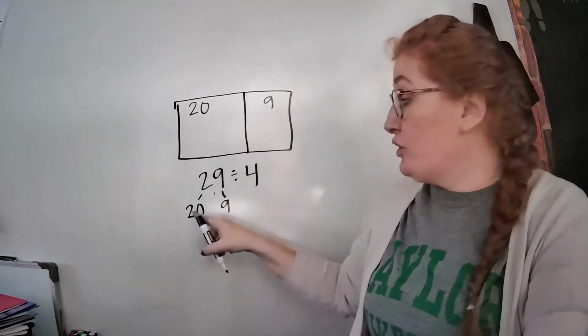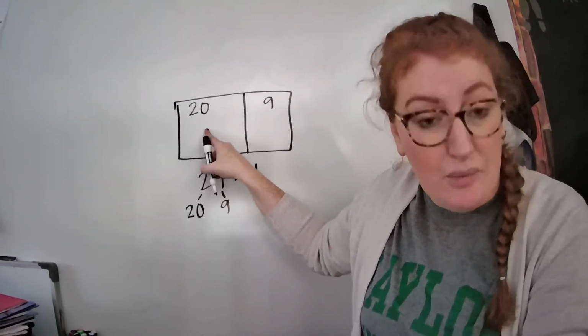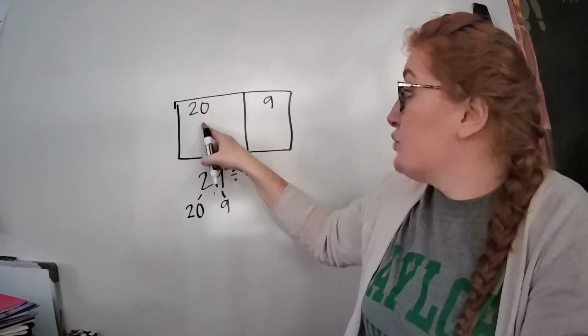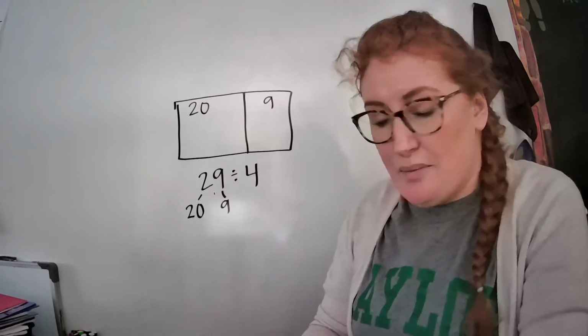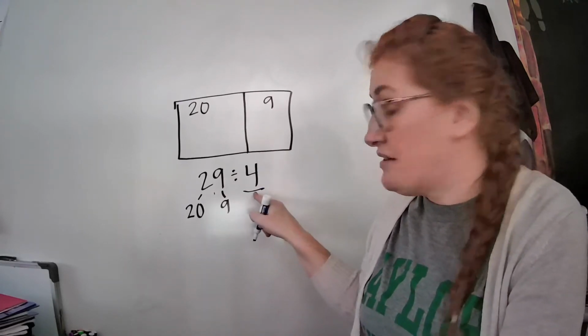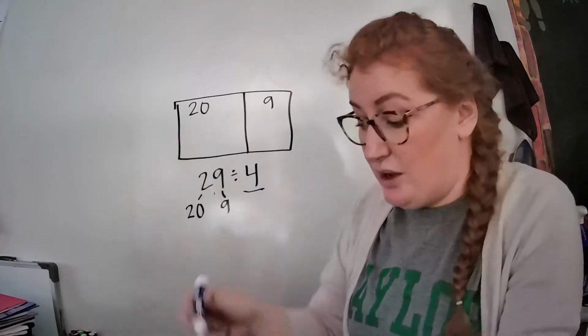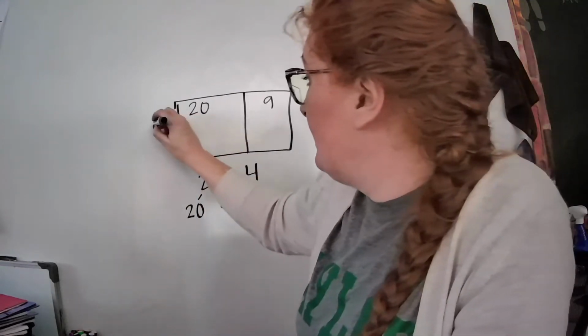Make sure that your larger number has a larger space, because that's what area is, how much space something takes up. 20 is bigger than 9, so its box is larger. Now, this number right here is called a divisor. The divisor still goes on the outside of our box. I'll write it right here.